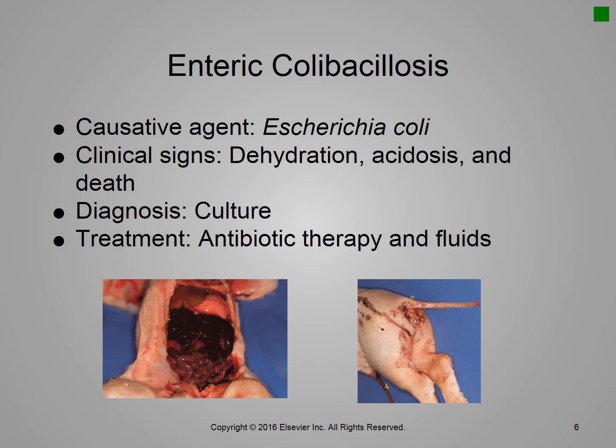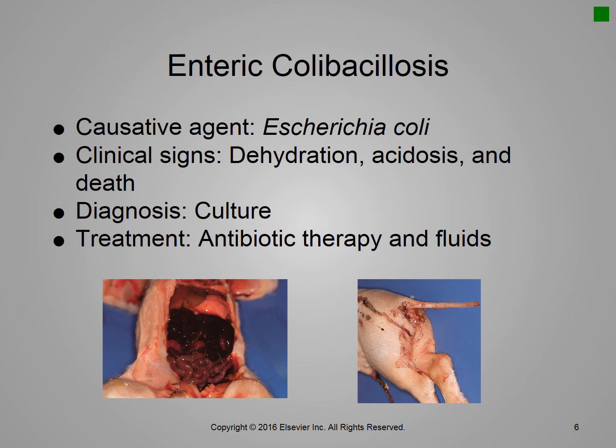Enteric colibacillosis, caused by Escherichia coli. Our old friend E. coli shows up again, and they're going to have dehydration, acidosis, death. Very unhappy type of problem in these guys. Down there at the bottom, you can see on that far right, these pigs will get these really bad diarrheas.